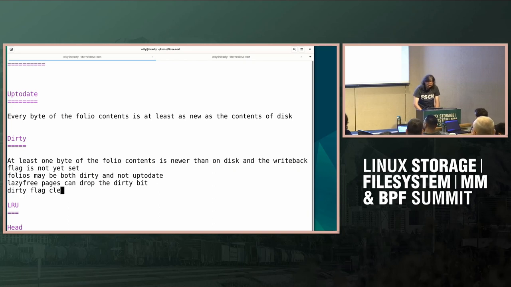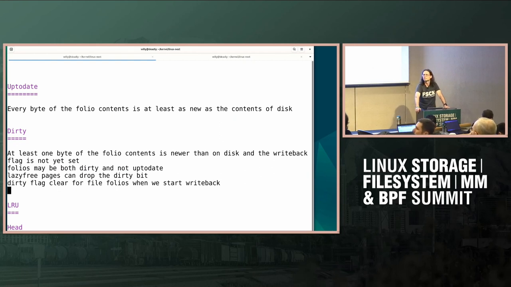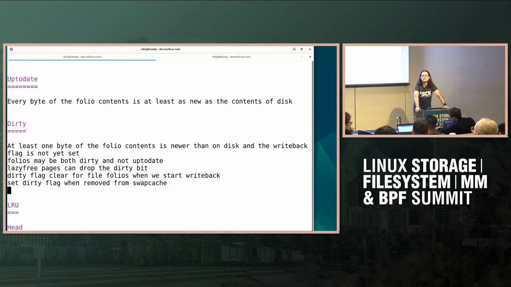We clear the dirty flag for file folios when we start write back. We set the dirty bit when we remove a folio from the swap cache. Set dirty flag when removed from swap cache. All right. If you do an mprotect and you upgrade write permissions and your folio is dirty, we're happy to map it writable, bypassing, for example, the required notification to the file system. So it can be mapped writable into the page table.